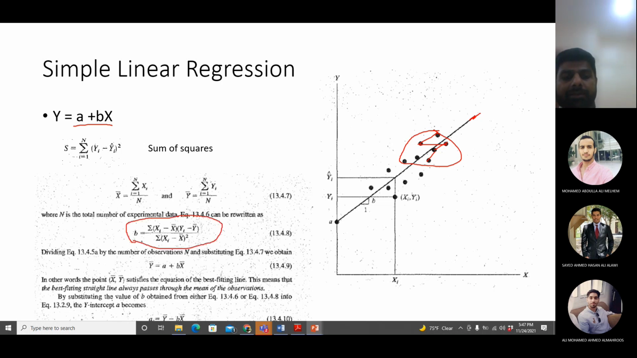How did we get this equation? Like I said, replace y cap with a plus bx, then do the partial differentiation with respect to a and put it equal to 0. You will get the equation for b.